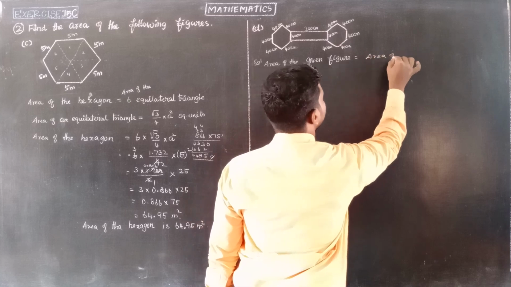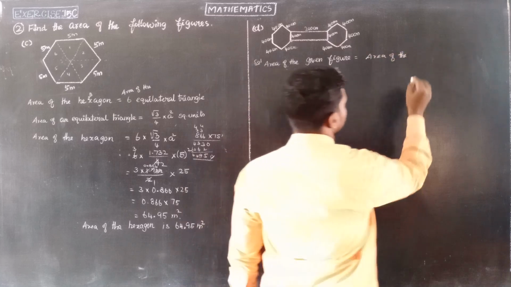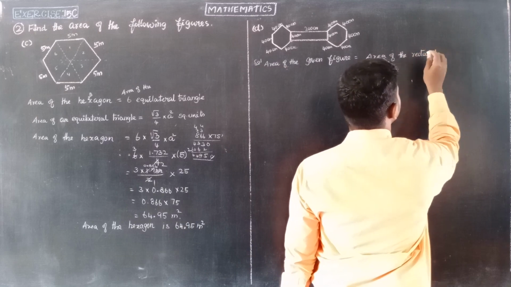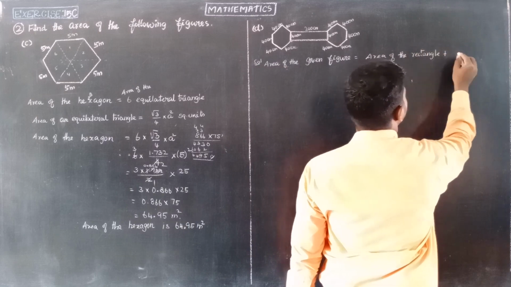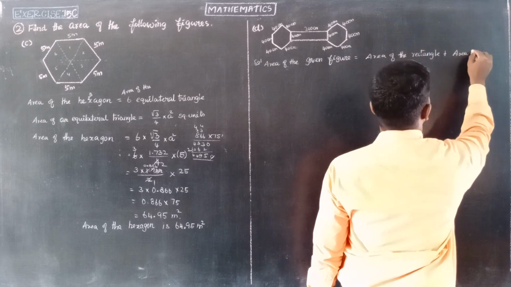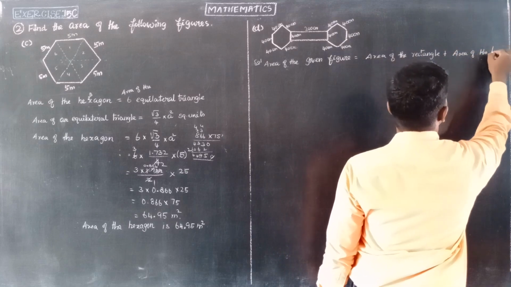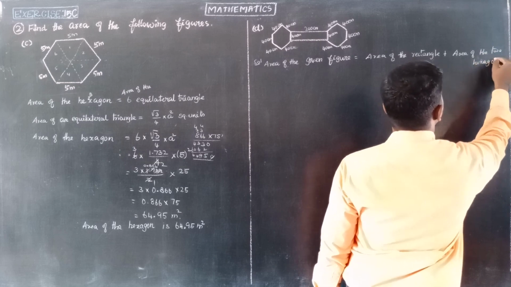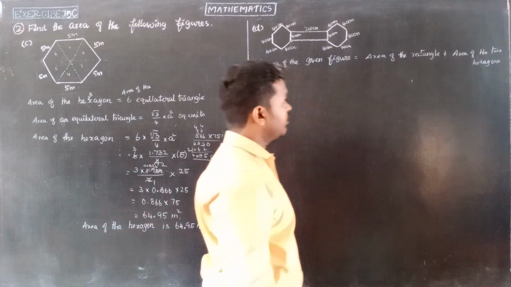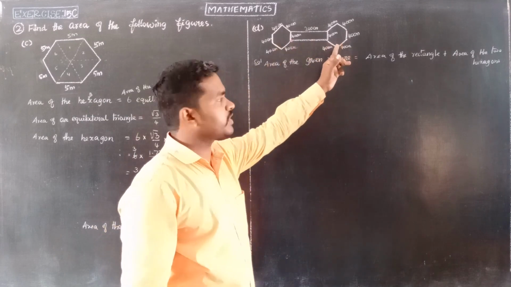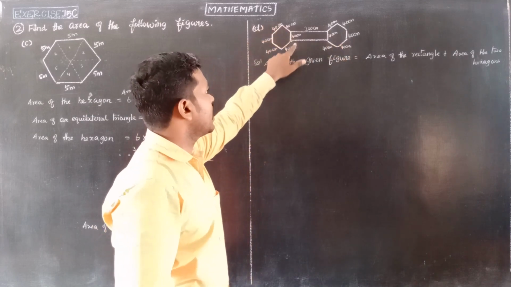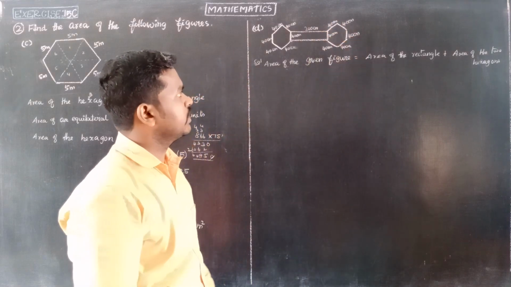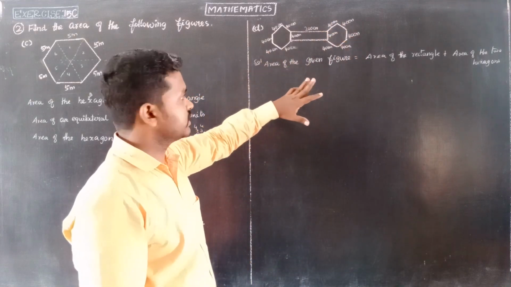area of the rectangle plus area of the two hexagons. So here, the two hexagons have the same measurement, 40 cm each on all the sides. Here also 40 cm on each of the sides. So all sides measure 40 cm for the hexagon.